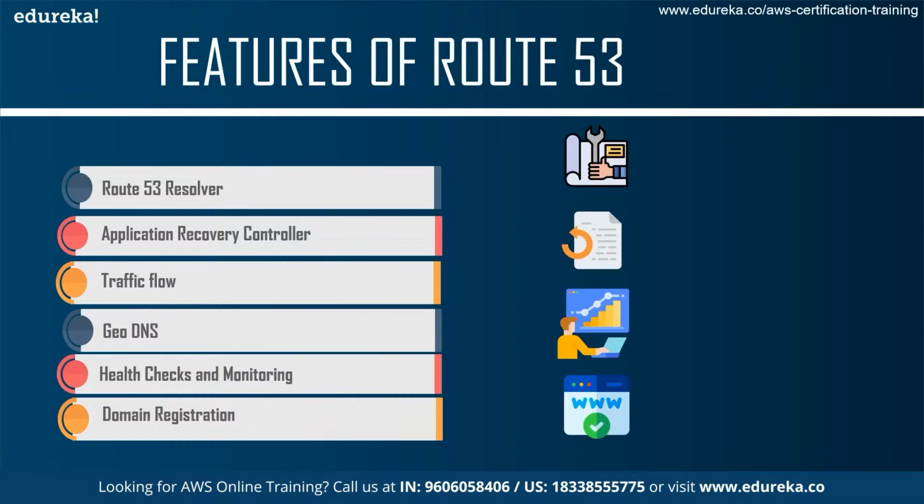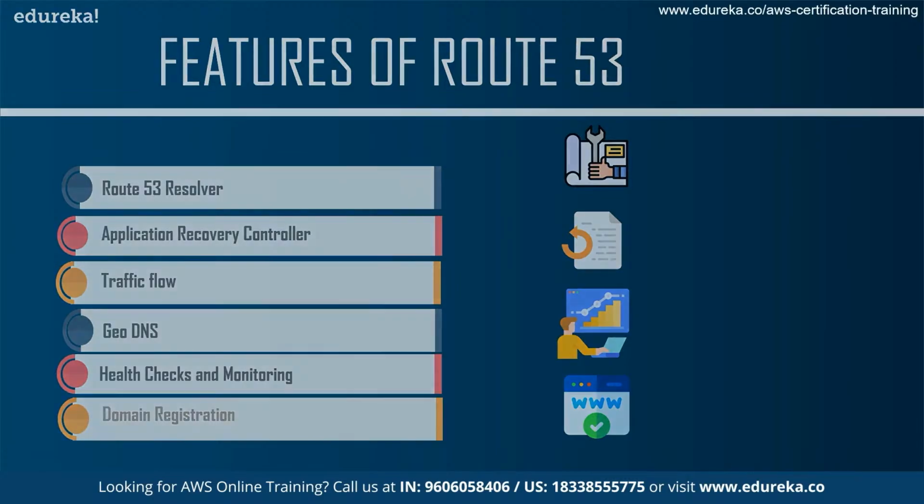And then we see that there are regular health checks and monitoring. So Amazon Route 53 can monitor the health and performance of your application very well, as well as your servers and your resources. And finally, we see that there is domain registration. Now, Amazon Route 53 offers domain name registration services where you can search for and register available domain names. Now, some domain names may cost you money, some may not, right? So these are the features of Route 53.